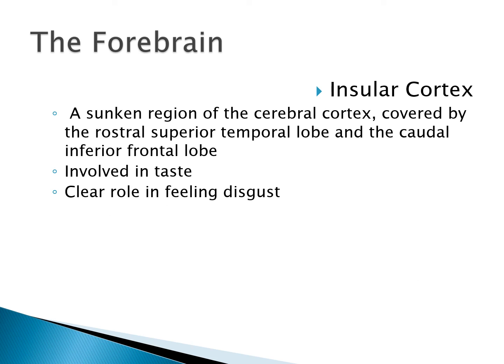Okay, the insular cortex is another really interesting structure and large, like the cingulate gyrus. So when I'm going to talk about it here, I feel like I'm only going to talk about a little tiny piece of it. I have it described as a sunken region of the cerebral cortex. It really is going from quite anterior in the brain, where it's near the caudal inferior frontal lobe, so the back part of the bottom part of the frontal lobe, and also covered by the rostral superior temporal lobe, so the frontish part of the superior temporal lobe, so it's almost getting back there to the parietal lobes. So quite a large structure, which means it's doing a lot of different jobs, really.